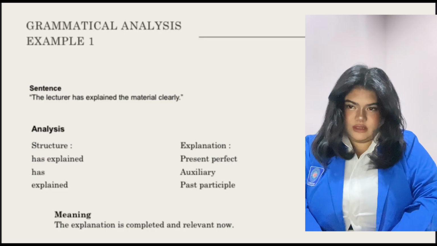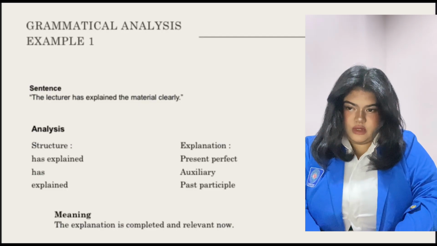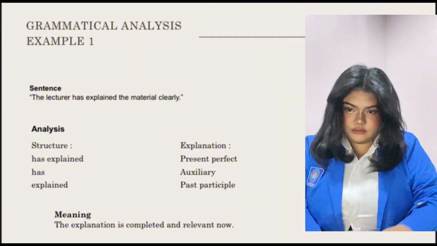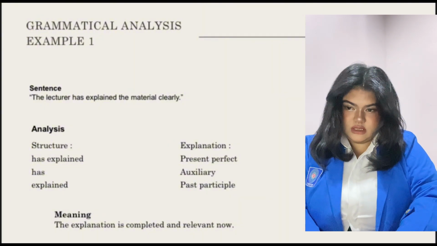And for the grammatical analysis, example 1: the sentence is the lecturer has explained the material clearly. For the analysis, the structure is first, has explained; the explanation is present perfect. Second, has; the explanation is auxiliary. And third, explained; the explanation is past participle. So the meaning is the explanation is completed and relevant now.